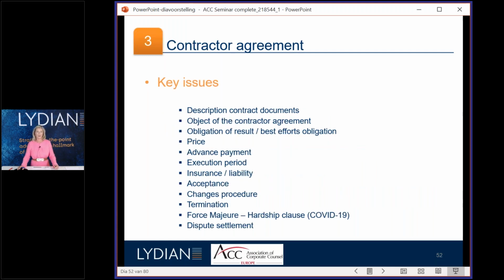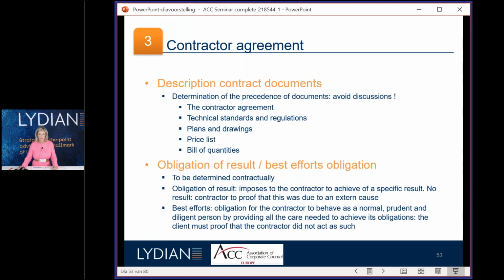Okay, let's pass on to our last contract, which is the contractor agreement. Again, some key issues can be found on the slide. The first point of attention is the description of the contract documents. When parties are negotiating a contractor agreement, they will not only be negotiating the contract agreement itself, but they will also be negotiating the annexes to the contractor agreement.